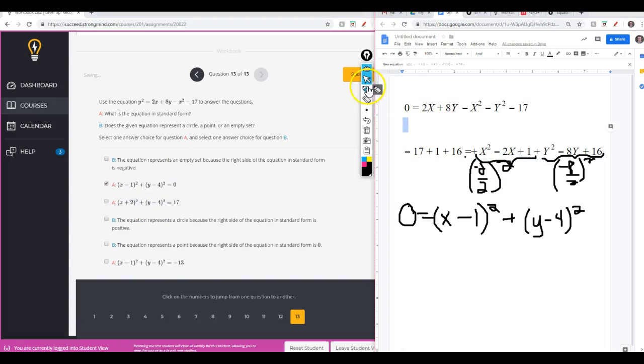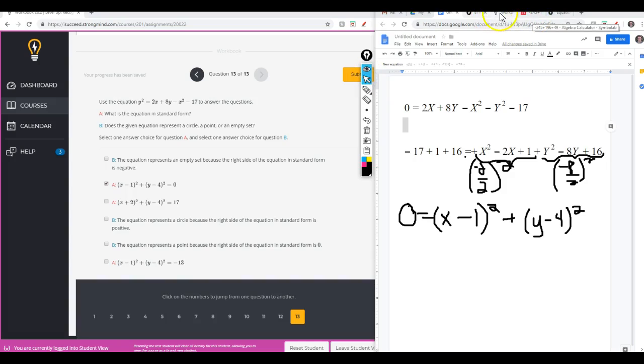And if you want more information on how we factored x squared minus 2x plus 1, type in factoring quadratics into Google or into Khan Academy, and more videos will come up on that.